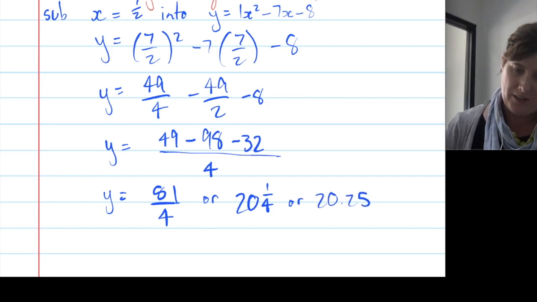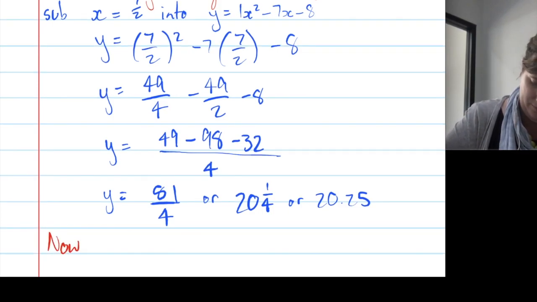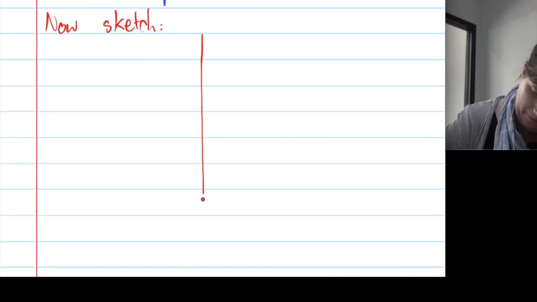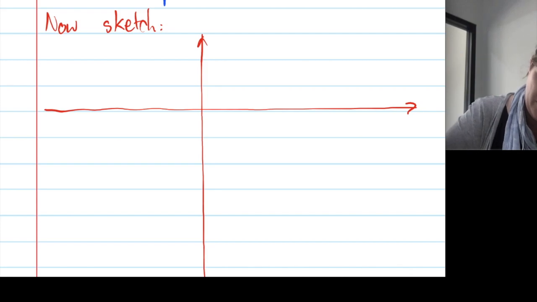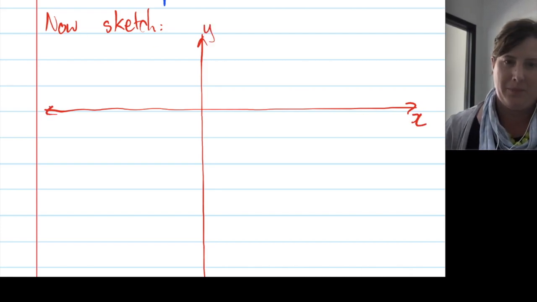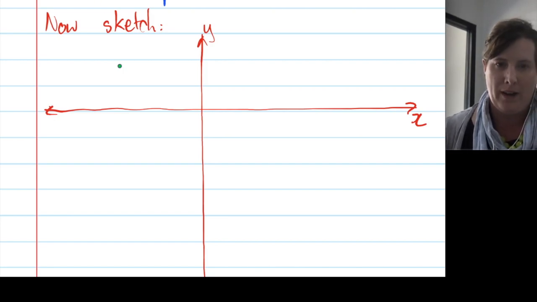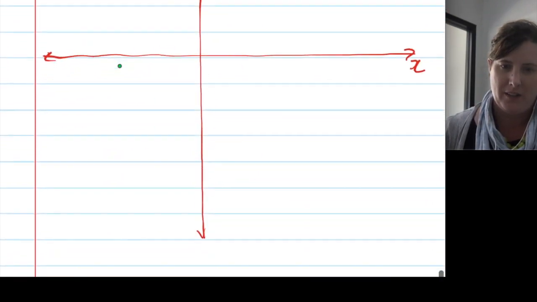And now we can sketch. Wish I'd chosen something better. Okay. And this is always going to be slightly approximate, by the way. We're not the best sketchers. Okay, so I know I want the points. What was my y coordinate? Y-intercept. It was negative 8.